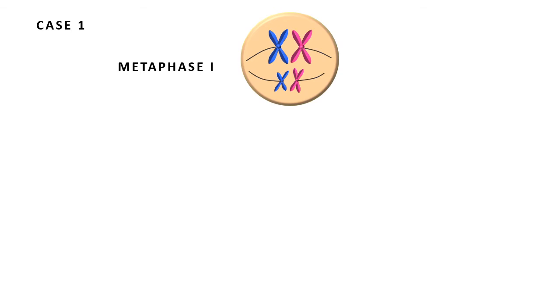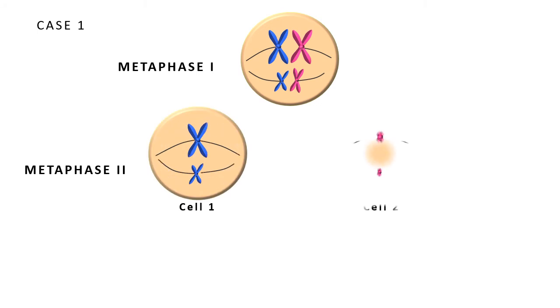Let's say in our first case, for each chromosome pair, paternal chromosomes are aligned on one side of the metaphase plate, while the maternal chromosomes lie on the other side of the plate. At metaphase 2, a daughter cell contains paternal chromosomes only, while another cell only contains maternal chromosomes.